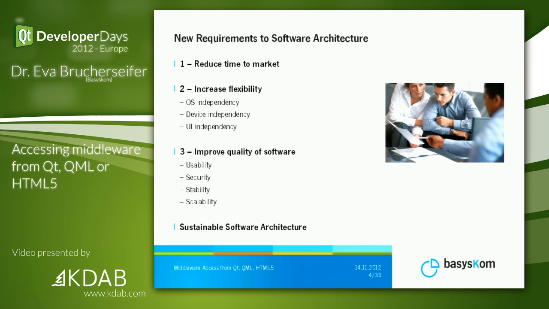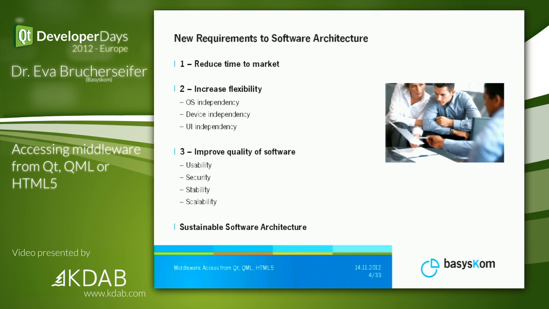So what are the requirements exactly? Of course, it's reduced time to market. We need to be faster with new user interfaces, with new features. But then we need more flexibility, like different OSs, even different Linux versions, different devices, formats, and different user interfaces depending on the product variant maybe. So it's a diversification here in the offering.